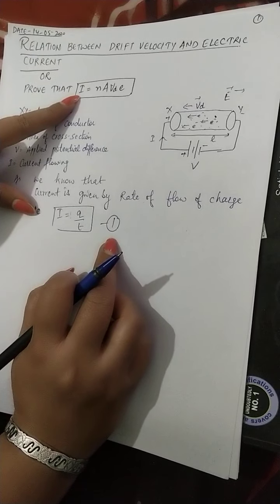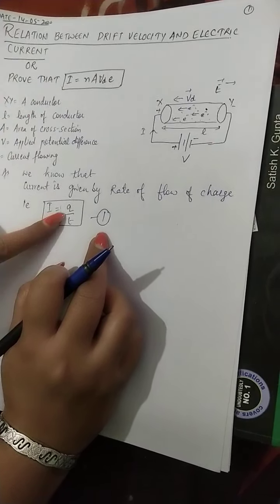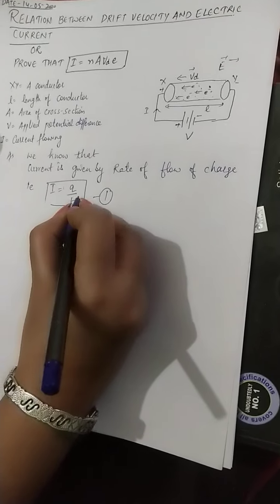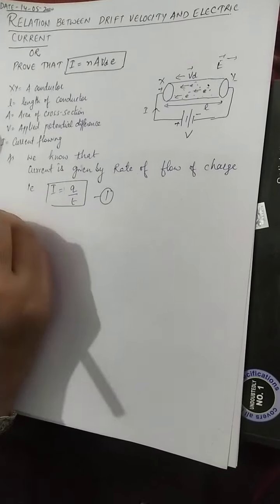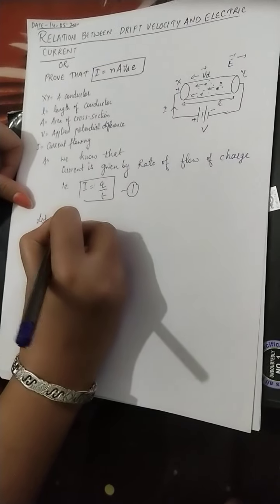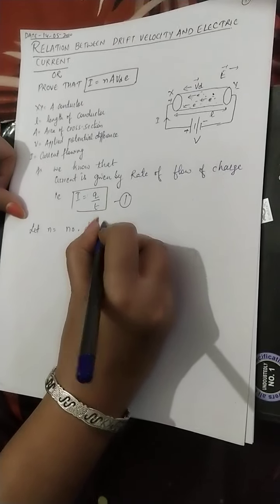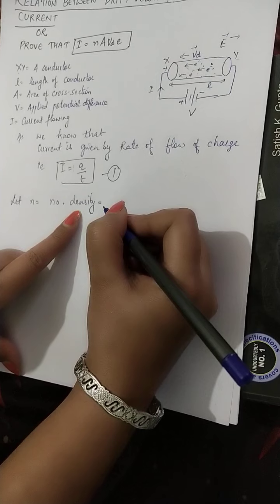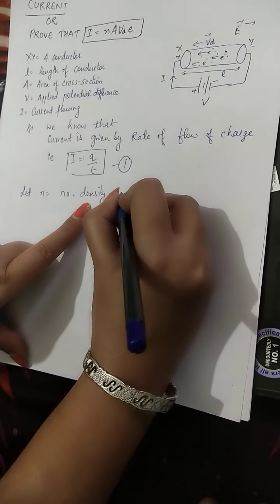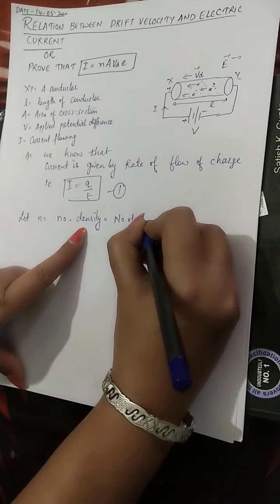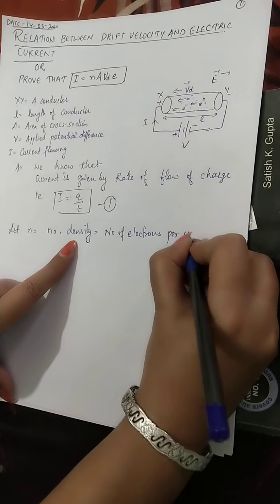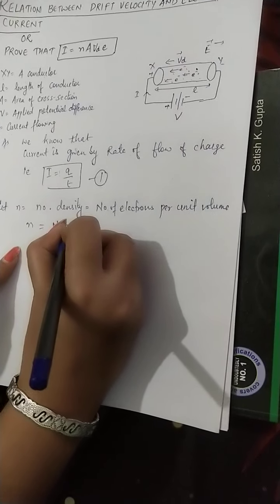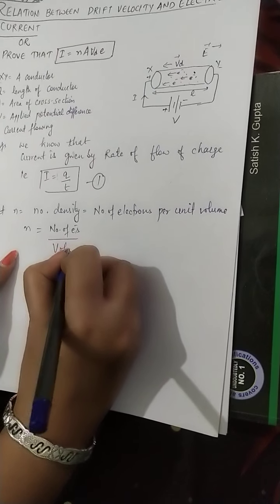As we have to find the formula for current, we need to find the value of Q as well as the value of T. So first of all we will find the value of Q. Let small n equal the number density. Density is the ratio with volume, and here it is for electrons, so we can write the number of electrons per unit volume. So small n equals the number of electrons over volume.